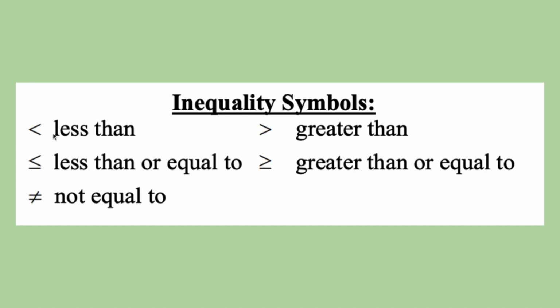I like to think of it as kind of like a mouth, and the opening of the mouth will always indicate whether it's less than or greater than. If the opening of the mouth is on the left, then it's less than, and if it's on the right, then it's greater than. And if it has a line under it, it's the same thing, but it means less than or equal to. And the same for greater than.